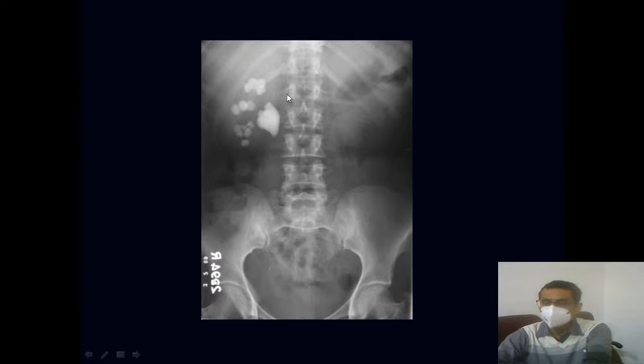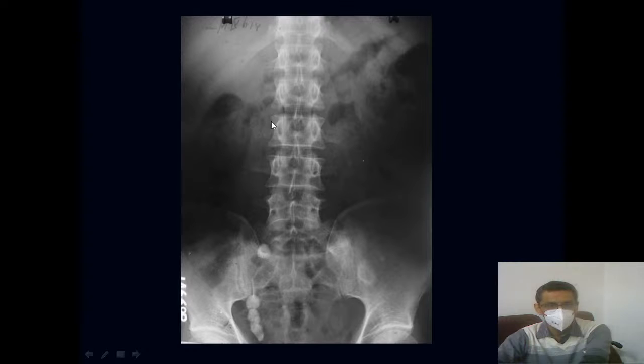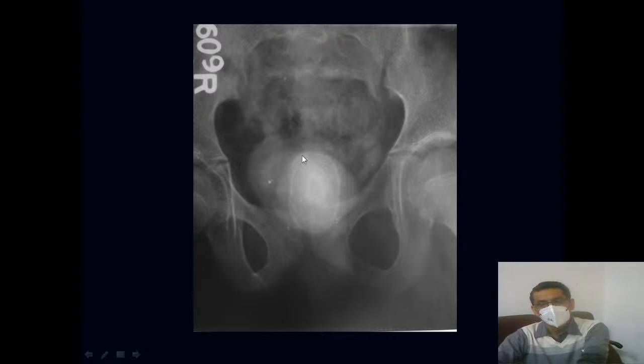Okay, this is a plain film. This is not an IVP film. So this is a complete big calculus in the pelvis, with calculi in the upper, middle and lower pole calyces of the right kidney. This is known as a staghorn calculus. Again, multiple calcific lesions, rounded, seen in the pelvis, but by anatomy, I know this is the exact anatomical location of the ureter. So this is likely to be in the right ureter, multiple calculi in the right ureter.